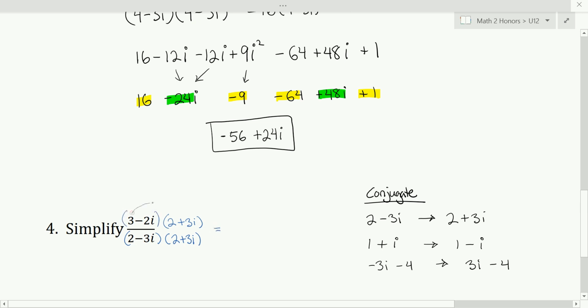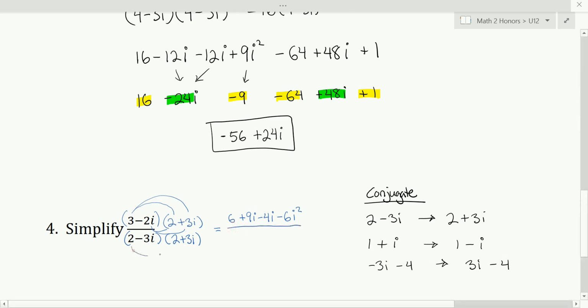So here we've got 3 times 2, which is 6. 3 times 3i, which is 9i. Negative 2i times 2, which is negative 4i. And negative 2i times 3i, which is what? Negative 6i squared. And what's negative 6i squared equal to? Positive 6, because this is a negative 6 times a negative 1. i squared is negative 1. So keep that in mind. We'll come back to that and use that.